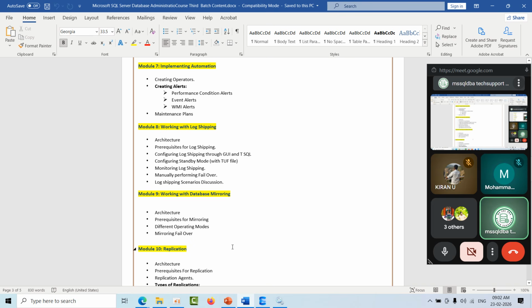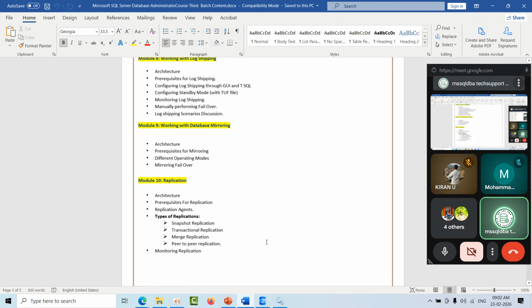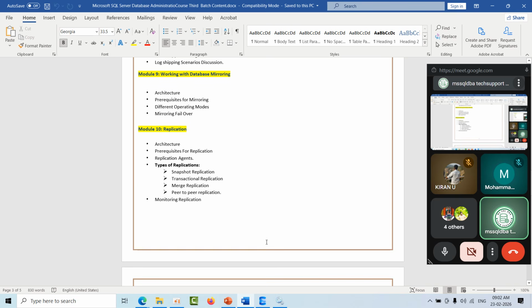Coming to level 2, level 2 stands for HA and DR. We have features like log shipping, mirroring, Always On, and clustering. Mirroring has been deprecated from 2017 onwards, but companies still use it. It is like an extension for Always On, so we will take you through mirroring as well. Replication is also part of HA and availability.